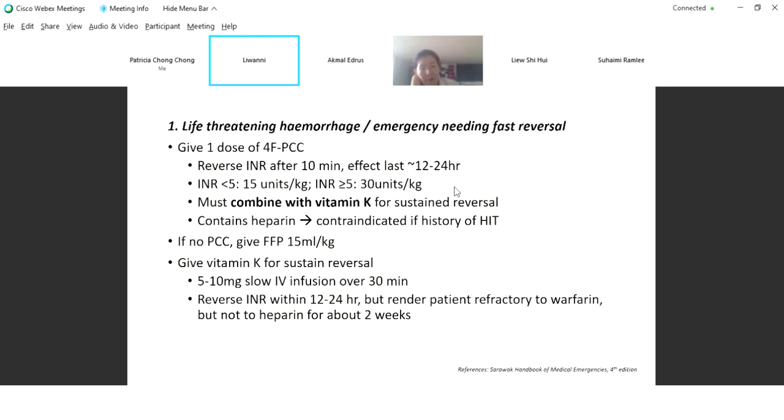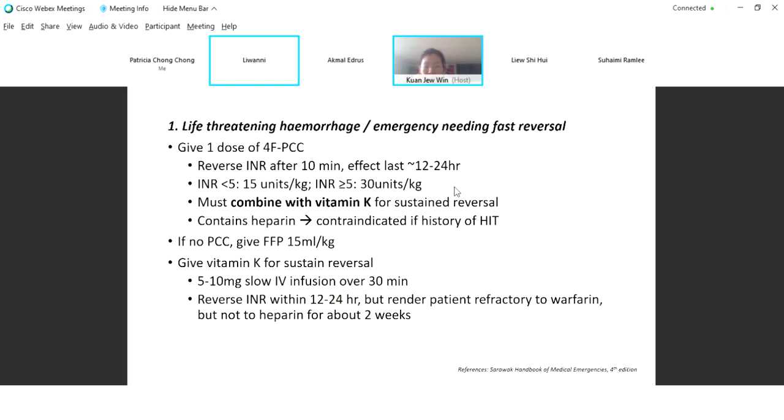And this PCC must be combined with vitamin K for sustained reversal. Because it contains heparin, it is contraindicated if the patient has a history of heparin-induced thrombocytopenia. So if there is no PCC, fresh frozen plasma can be given to the patient at 15 ml per kg. And we also have to combine it with vitamin K for sustained reversal.